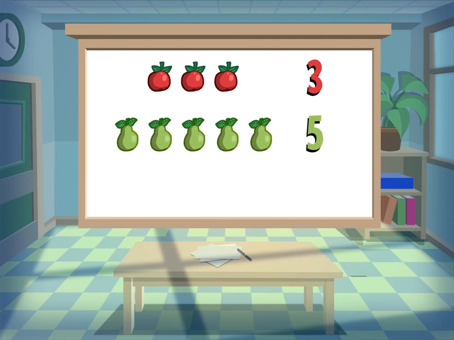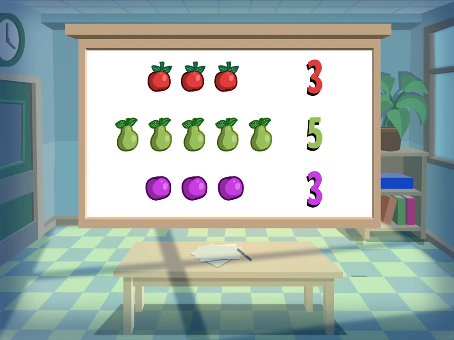Or these pairs. 1, 2, 3, 4, 5. It's 5 because we counted 5 on the last pair, and that means we have 5 pairs in total. Or these plums. 1, 2, 3. It's 3 because we counted 3 on the last plum. That means that we have 3 plums in total.